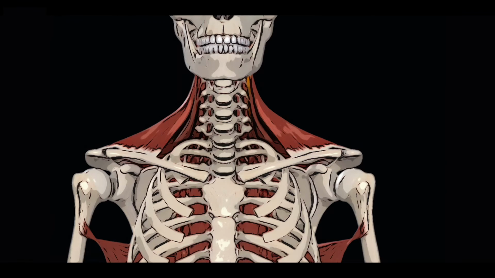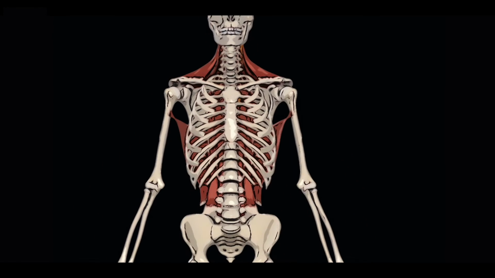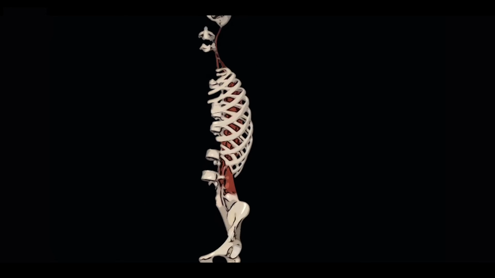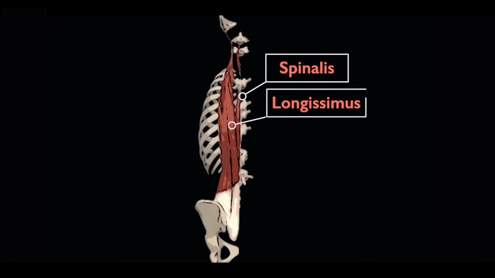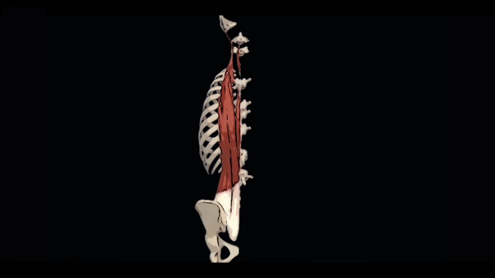The intermediate layer of muscles, the erector spinae or sacrospinalis muscles, are involved in movements of the head, neck, and trunk and consist of three vertically oriented muscles that lie parallel to the vertebral column. From medial to lateral, these muscles are the spinalis, longissimus, and iliocostalis. This group is known as erector spinae because they are responsible for straightening the vertebral column.